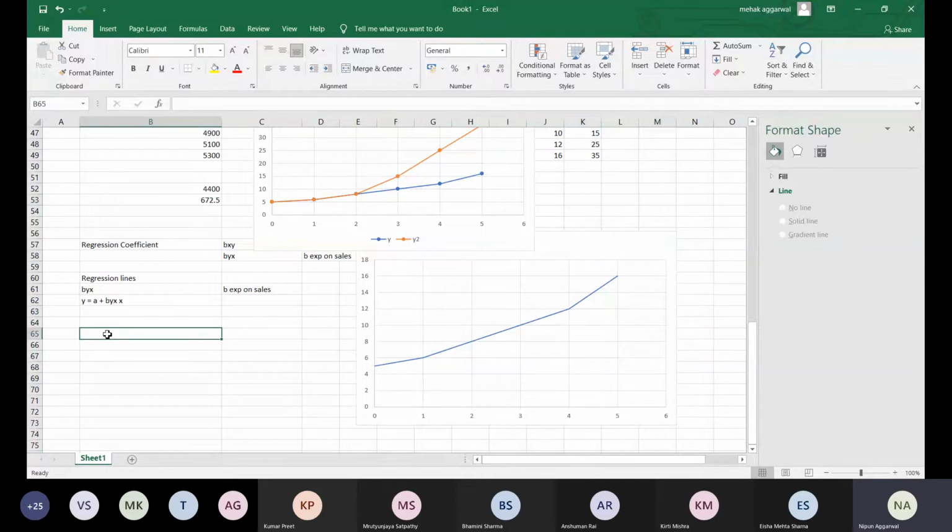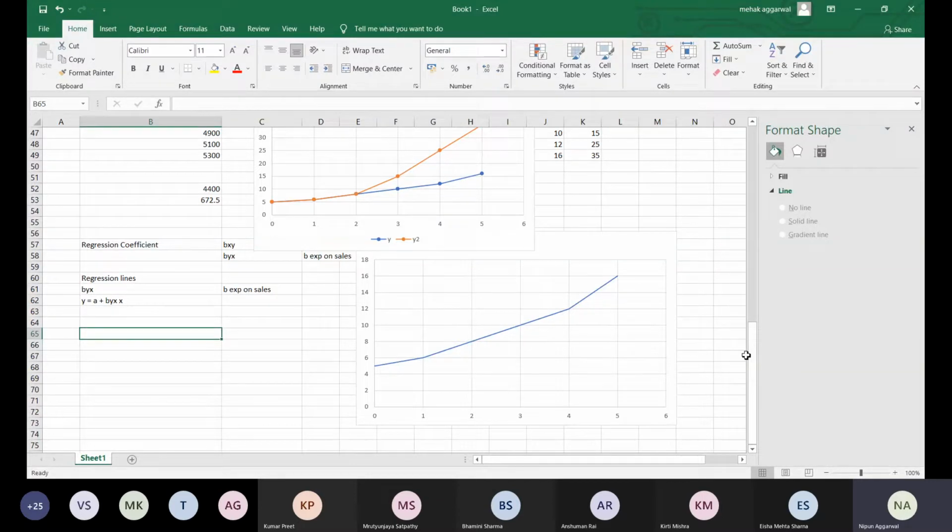Now, the same way as we calculated the correlation coefficient, we have to calculate the regression coefficient now. For regression coefficients, we have two formulas or two methods. The first is the least square method and the second one is the formula method. So we have two methods to find these regression coefficients.